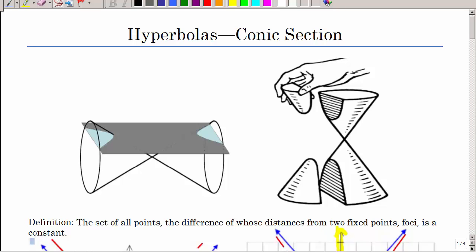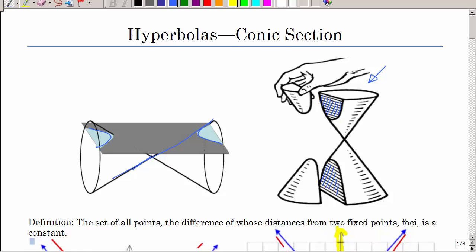Our last conic section that we're going to look at is hyperbolas. Again, I wanted you to see why it's called a conic section. If you take what we call a double cone, two cones put together, and slice it with a plane, you get two branches called a hyperbola. This is actually showing you a solid cone, slicing it, and again that cross-sectional area would be a hyperbola.